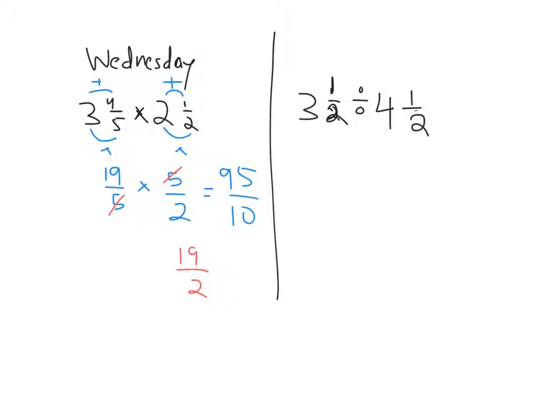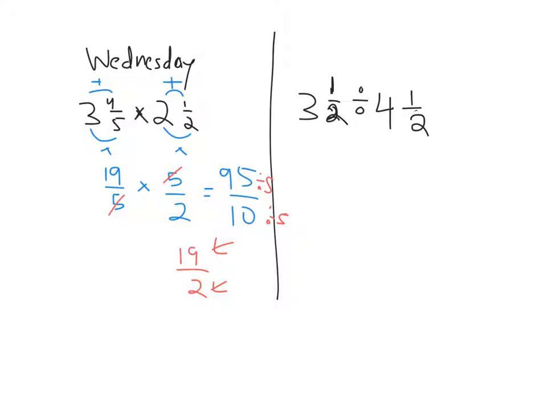To see why that works, I could divide the top and bottom by 5. And we're still going to have to divide anyway. 95 divided by 5 is going to give you 19. 10 divided by 5 is going to give you 2.